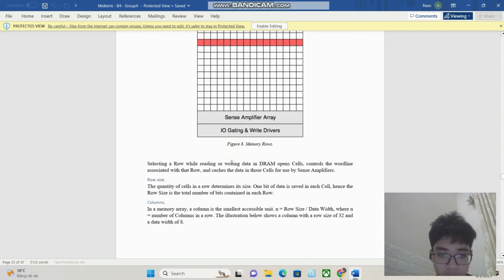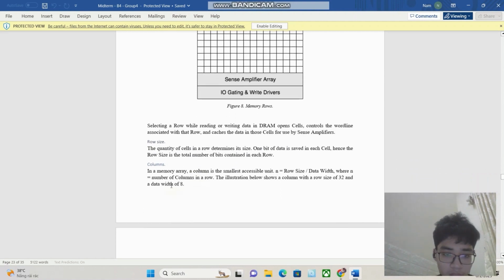Selecting a row while reading or writing data in DRAM opens the cell by controlling the word line associated with that row, and caches the data in the cell for use by the sense amplifier. Row size: the quantity of cells in a row determines its size. 1 bit of data is saved in each cell, hence the row size is the total number of bits contained in each row. Column: in a memory array, a column is the smallest accessible unit.